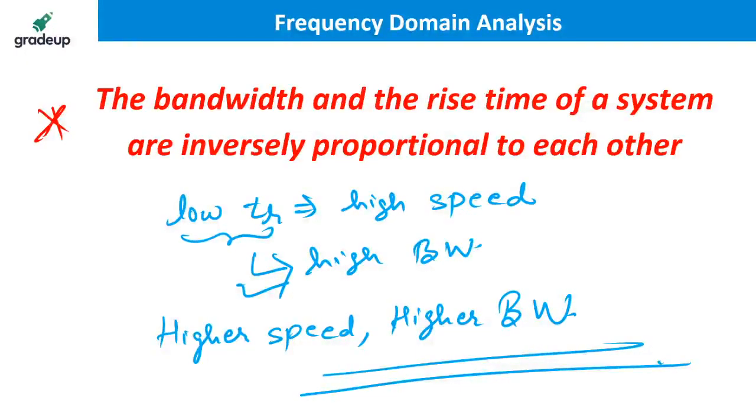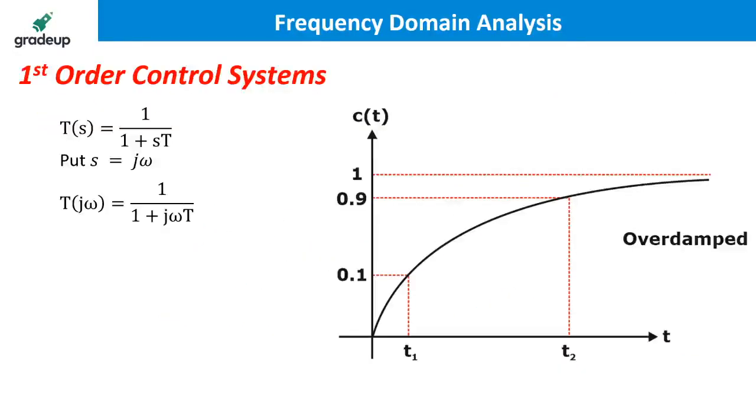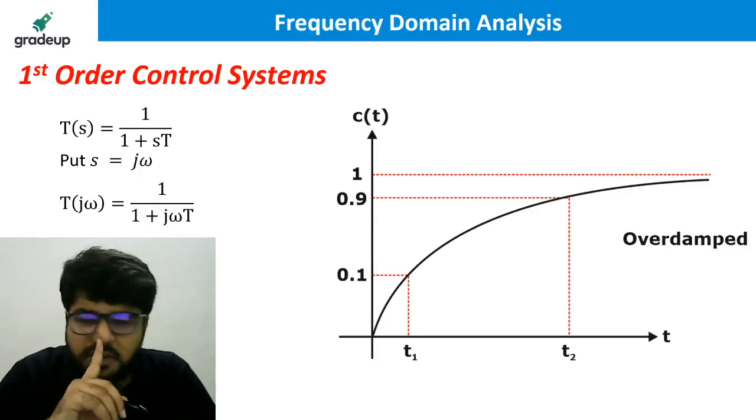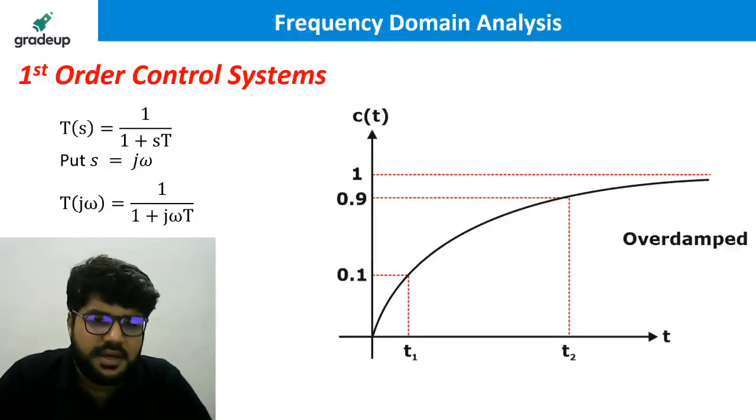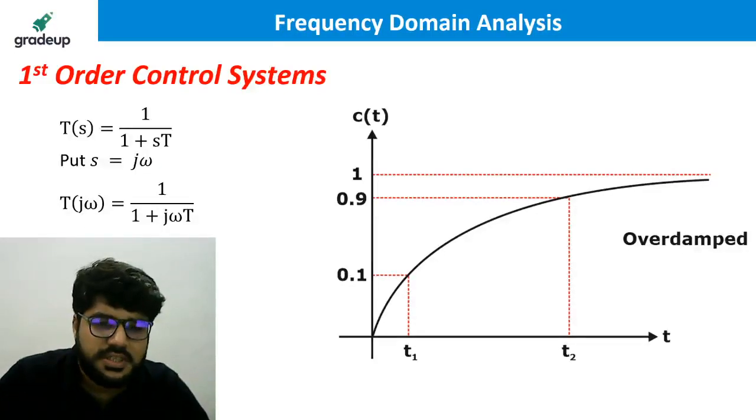All right. Higher the speed, higher the bandwidth of the system, right? Now, let us apply some of these formulas on the first order control systems as well.